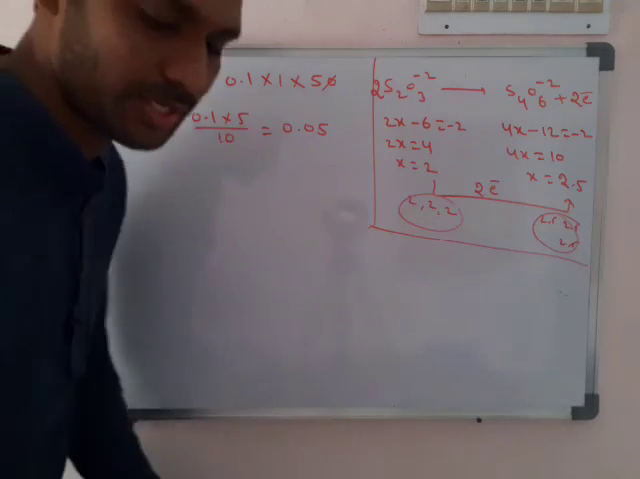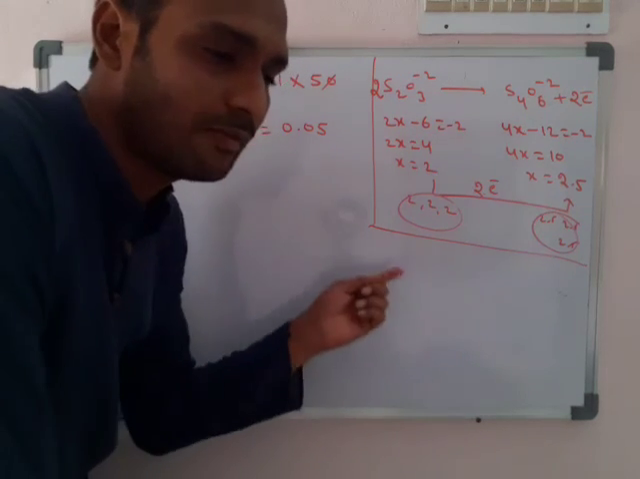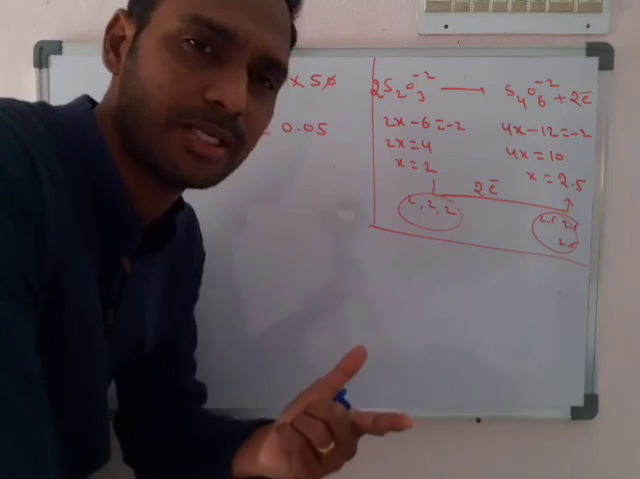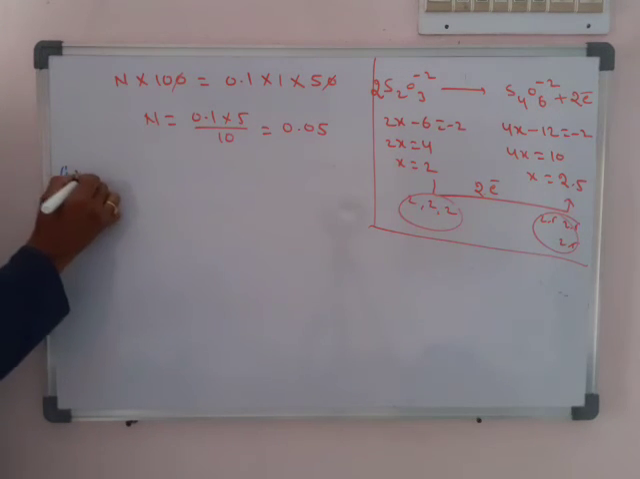The question was to find the volume strength. So to find the volume strength, the given details are enough for us to find the normality. So with that normality we calculate the volume strength.